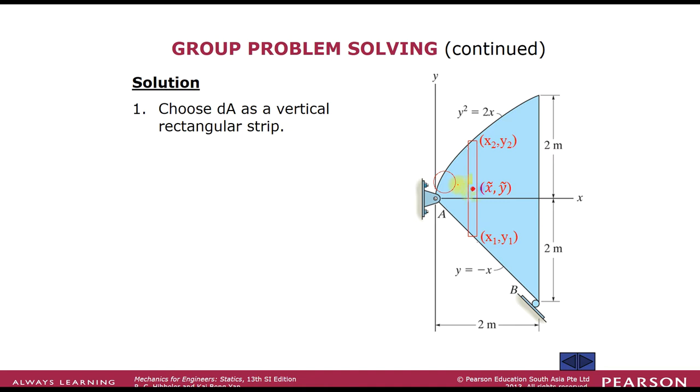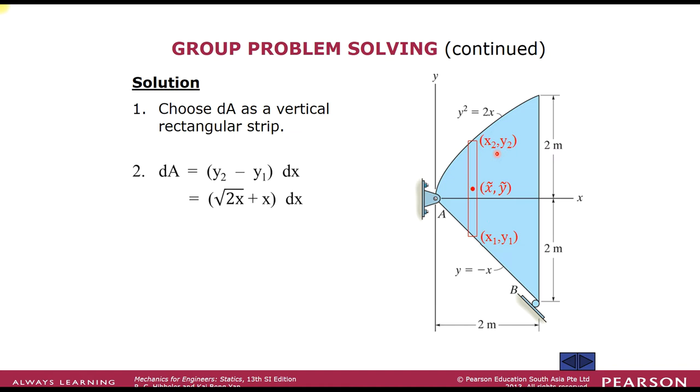This rectangular strip intersects at x1, y1 below, between A and B, and also at x2, y2 here, on the curve y squared equals 2x. So we apply the differential element dA, which is y2 minus y1, the difference between this distance, times dx, the smallest value of x that we assume as the width of the rectangular element. Let's call this dx here.